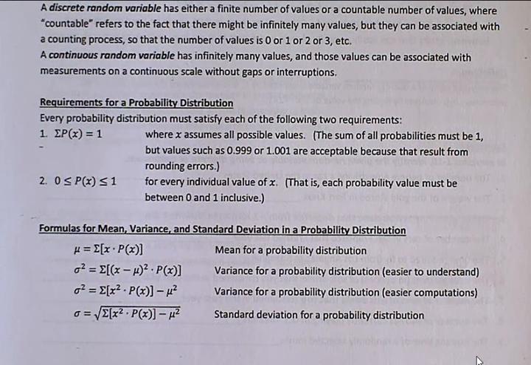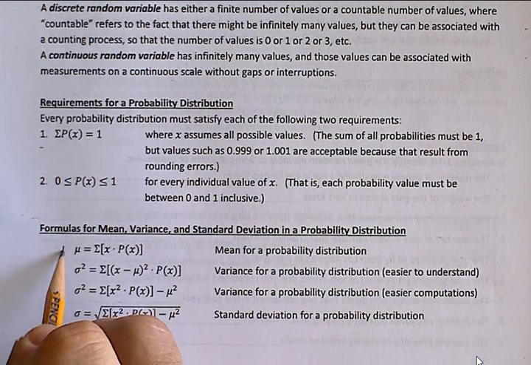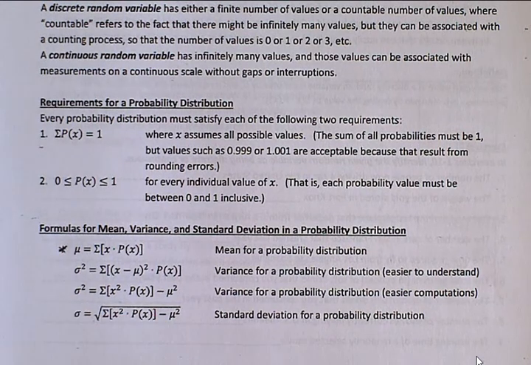And then below, I'll show you how to use these specifically, but these are the formulas for how to calculate the mean, variance, and standard deviation for a different probability distribution. Okay, so remember mu, that symbol right there, it looks like a U with a tail in front.